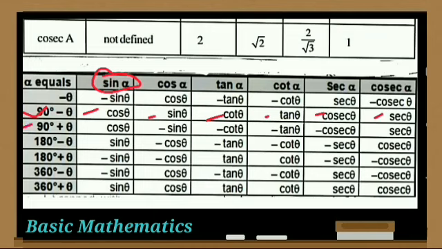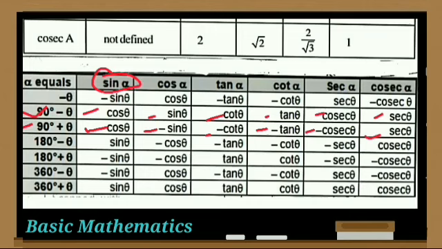Now move to the next angle, 90 plus theta. As we can see here, 90 plus theta represents the second quadrant, and in the second quadrant only sin theta and cos theta are positive. So here sin theta is positive, and cos theta, in the last, becomes sec theta, so it is also positive. All the other functions are negative.